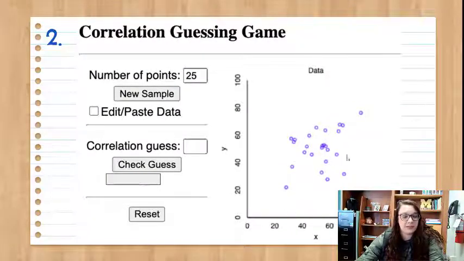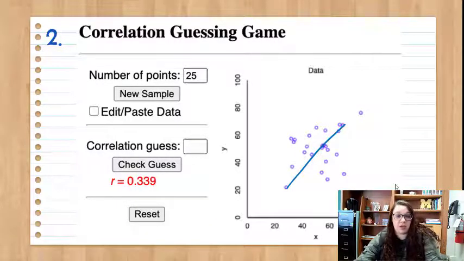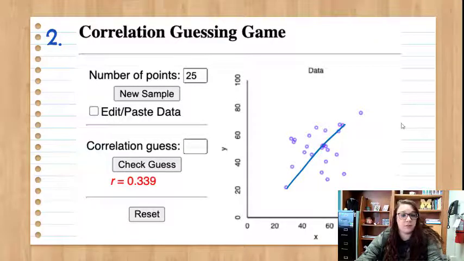Here's another one. These points are kind of all over the place. They're kind of going up, but not by much. So I guess I would say a positive number, but it's pretty close to 0. Maybe 0.1. Let's see. 0.3. Okay, fair enough. I was pretty close.